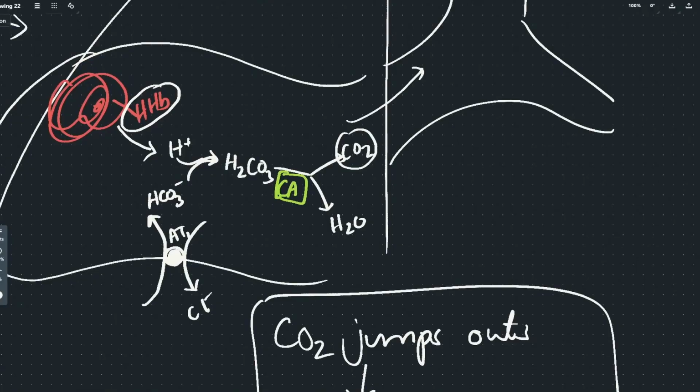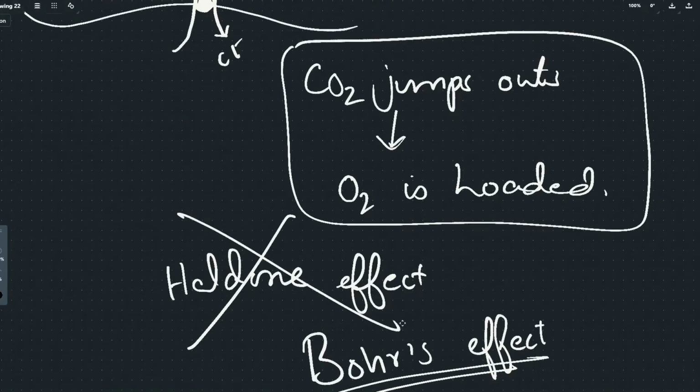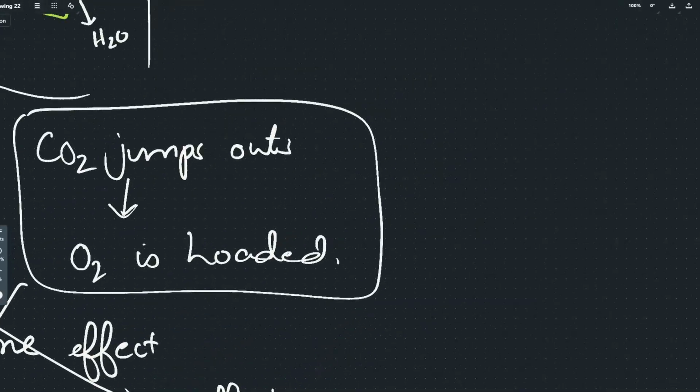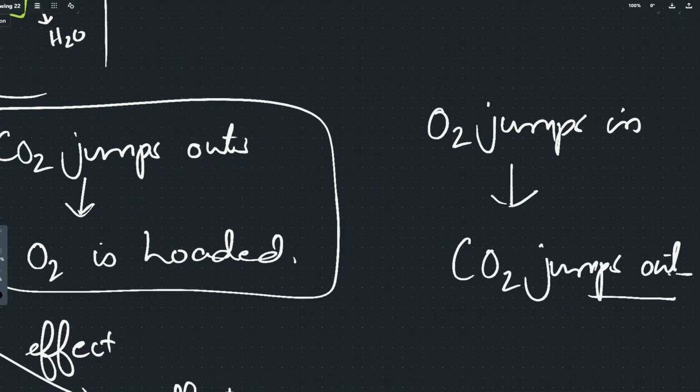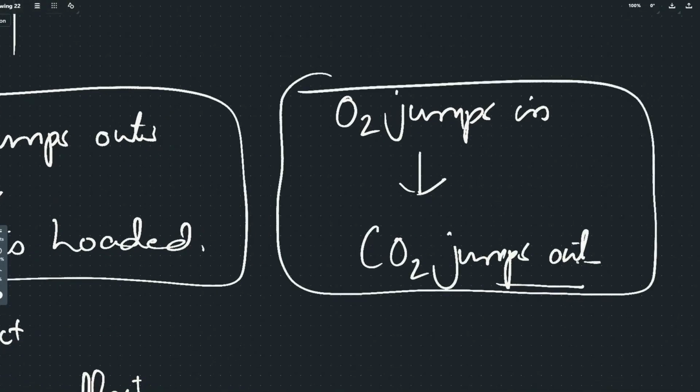So we can say this in another way, that actually here there will be very high oxygen available, right? So here from the lungs, from the alveoli, we will have very high oxygen. This high oxygen actually can cause the unloading of CO2. It's just the other way of saying things. So we can say O2 jumps in, CO2 jumps out, or CO2 is unloaded. So this is actually Haldane effect, and both are going on side by side.